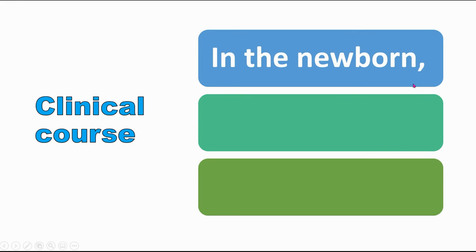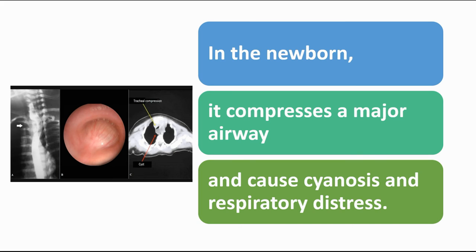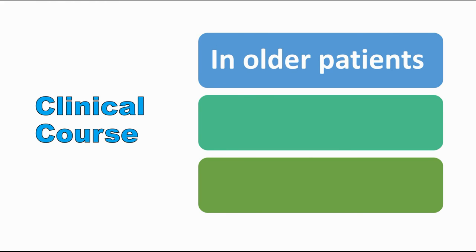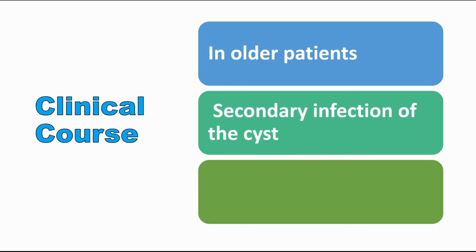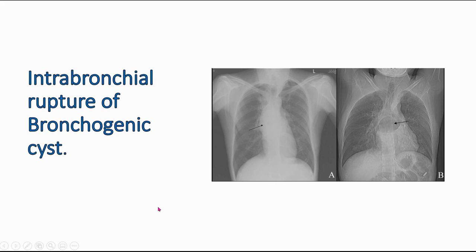Clinical course. In the newborn, it compresses a major airway, causes cyanosis and respiratory distress. In this case, it compresses the trachea and causes cyanosis and respiratory distress of the neonate. In older patients, secondary infection of the cyst is common, and it may lead to hemorrhage and perforation. Here you can see in this case intrabronchial rupture of bronchogenic cyst.